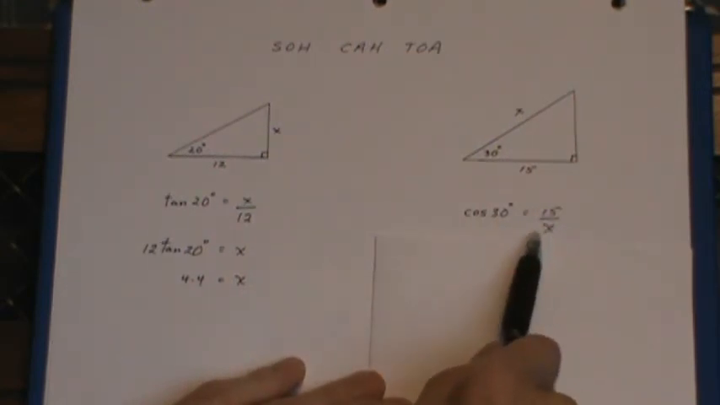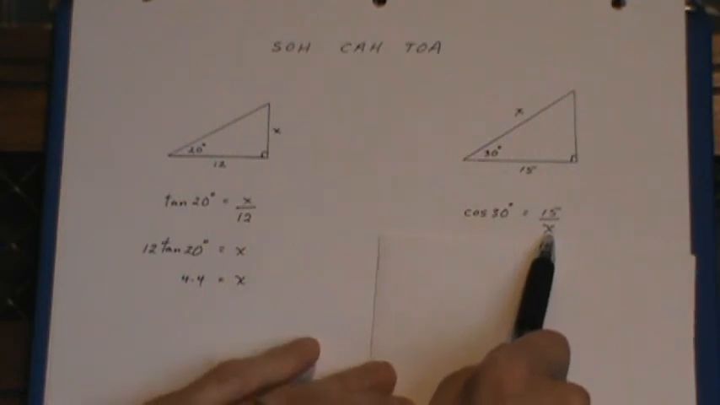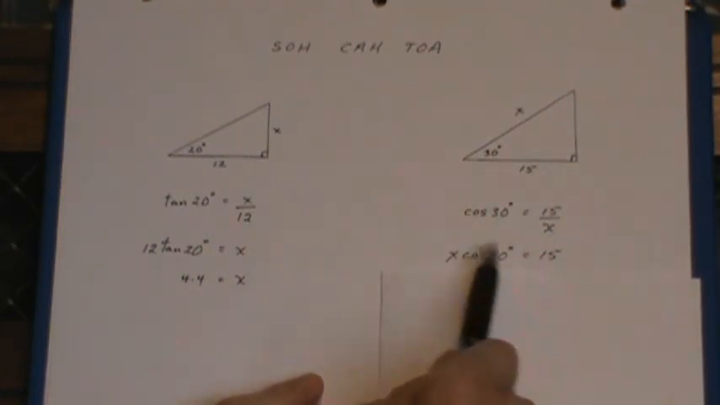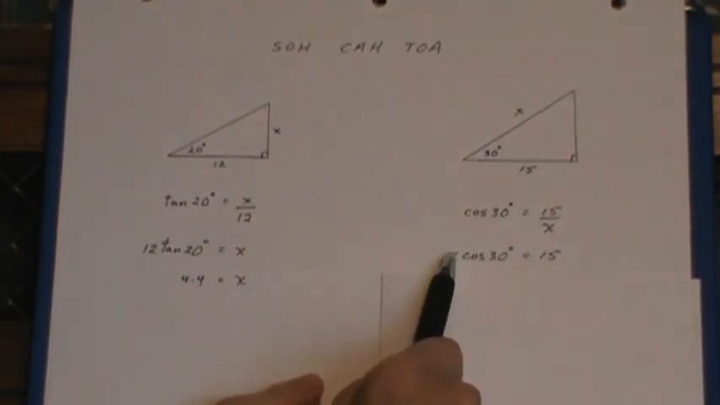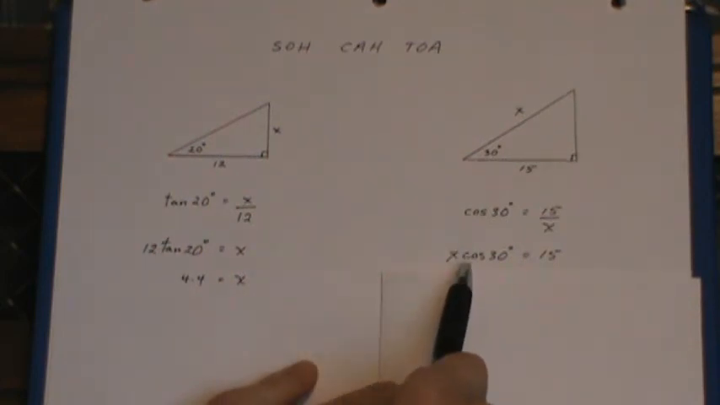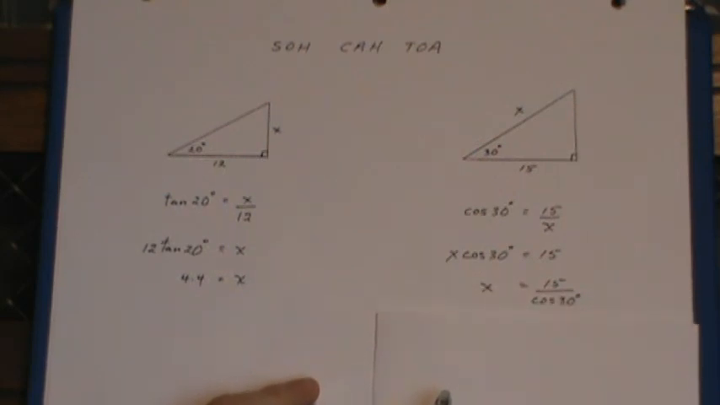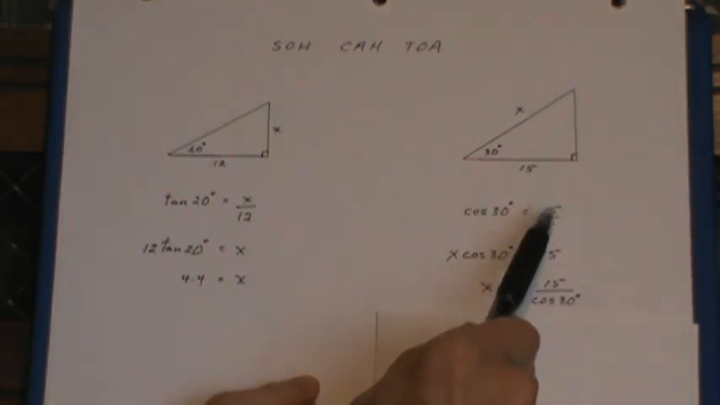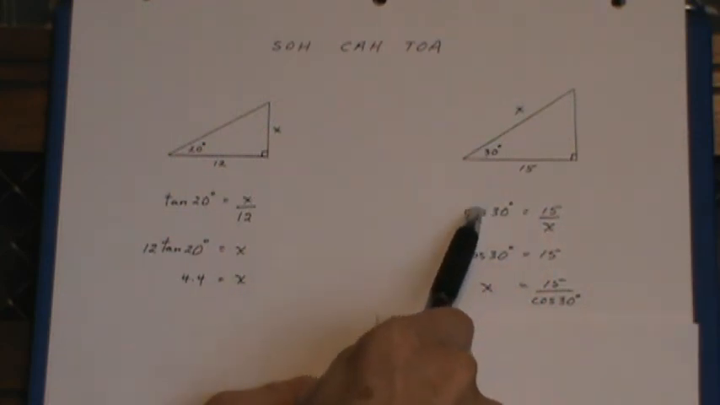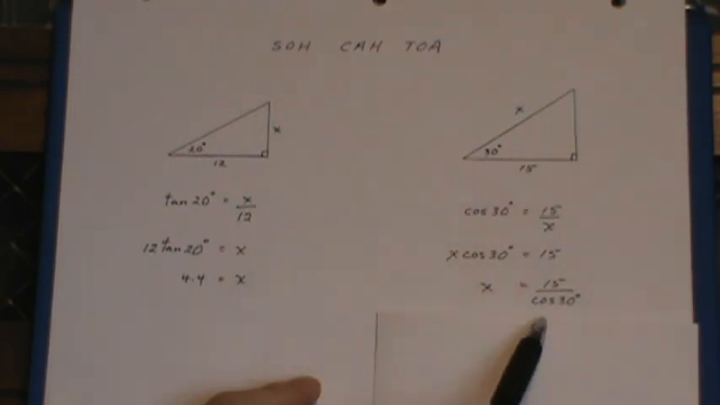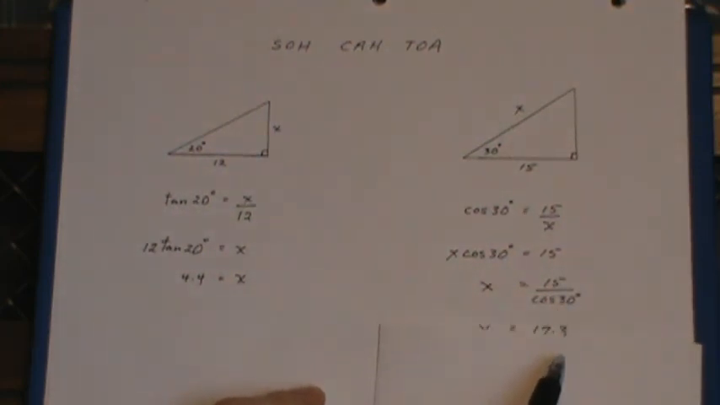Now this one's a little harder because the x is on the bottom. I have to cross multiply to bring the x to the top of the left side, and then divide both sides by the cos of 30, and it looks like that. I usually just trade places with these guys. I put the x up here and the cos 30 down there. And then on my calculator, all I have to do is 15 divided by cos 30, enter, and that'll give me the length of x.